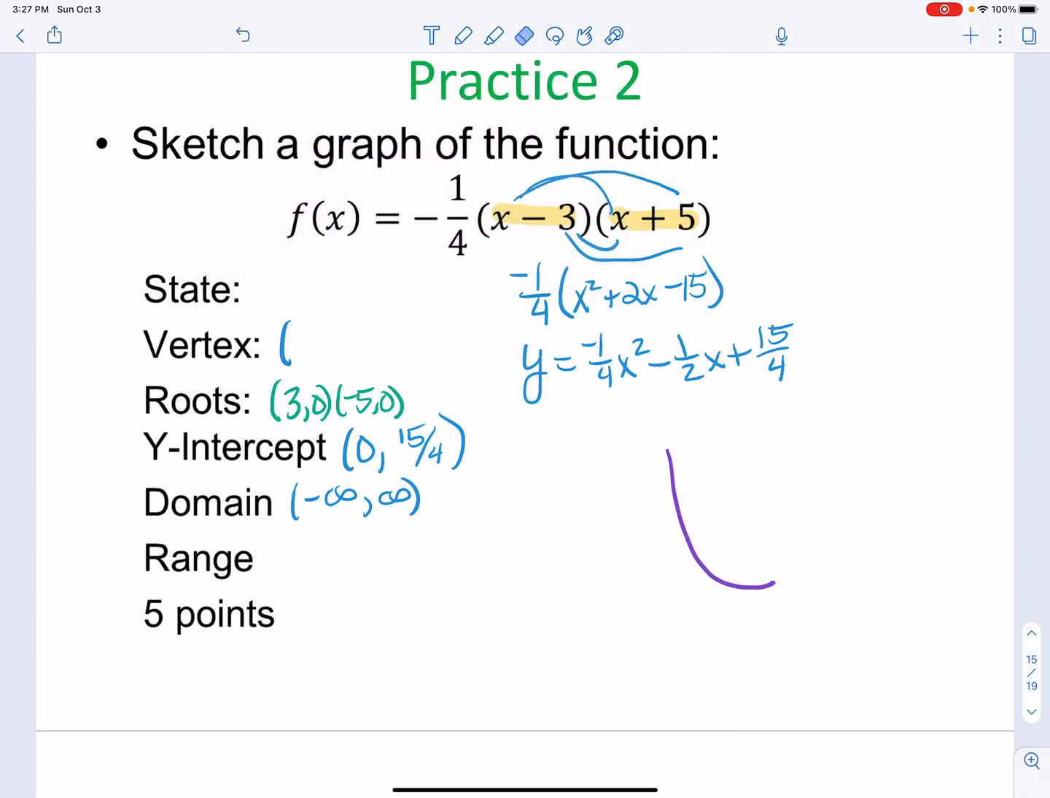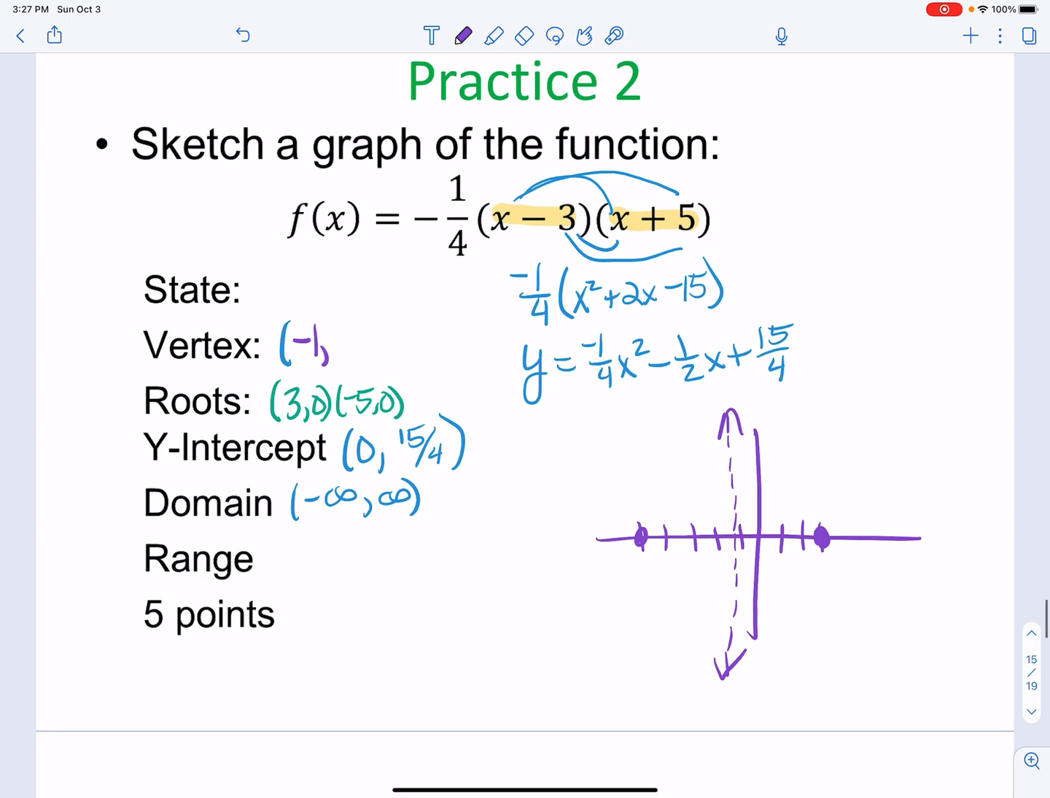Oops, I just wanted to do a graph. If I make my graph, I know I have a root at 3 and I have a root at negative 5. Where would my axis of symmetry be? Wouldn't it be directly in between those? So couldn't I add that together? 3 plus a negative 5 is a negative 2. Divided by 2 is a negative 1. So now don't I know that my axis of symmetry is negative 1? I could have done negative b, so that would have been negative 1/2, over 2a, so that would have been negative 1/2 over 1/2, which would have been a negative 1, so I could have done that.